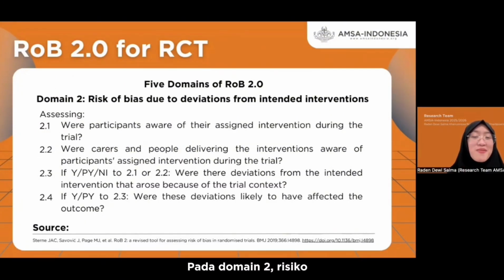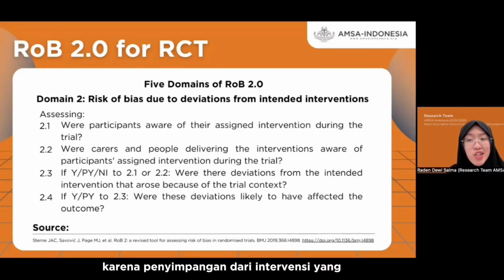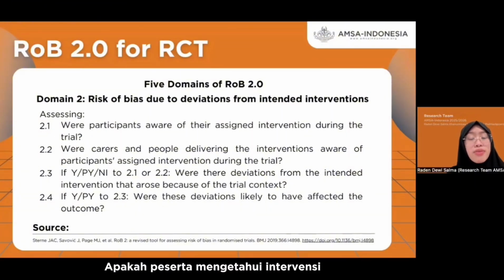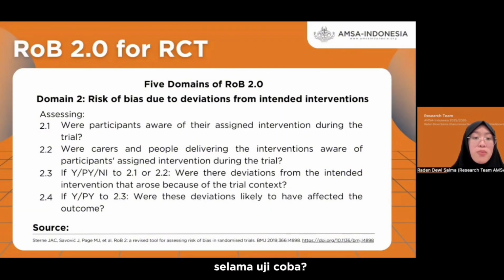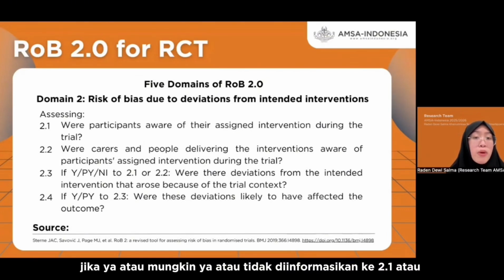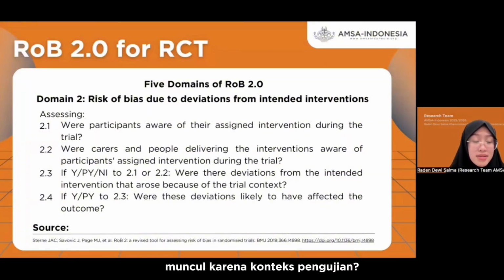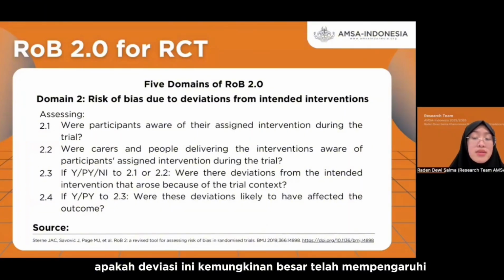In Domain 2, risk of bias due to deviations from intended interventions, 7 aspects are evaluated. 2.1, were participants aware of their assigned interventions during the trial? 2.2, were carers and people delivering the interventions aware of participants' assigned intervention during the trial? 2.3, if yes, or probably yes, or no information, to 2.1 or 2.2, were there deviations from the intended interventions that arose because of the trial context? 2.4, if yes, or probably yes, to 2.3, were these deviations likely to have affected the outcome?